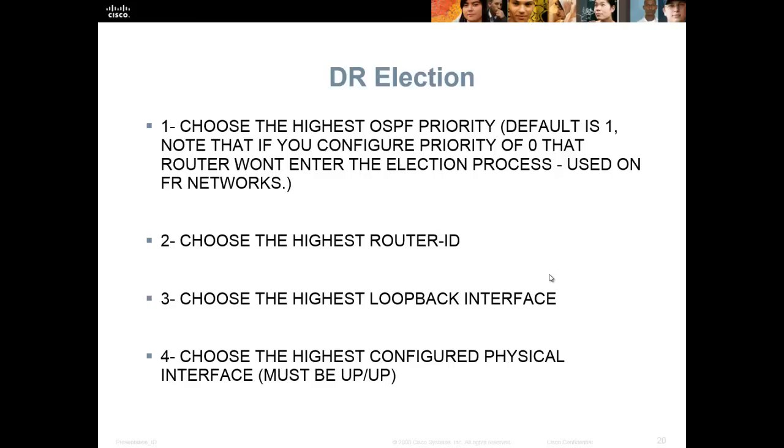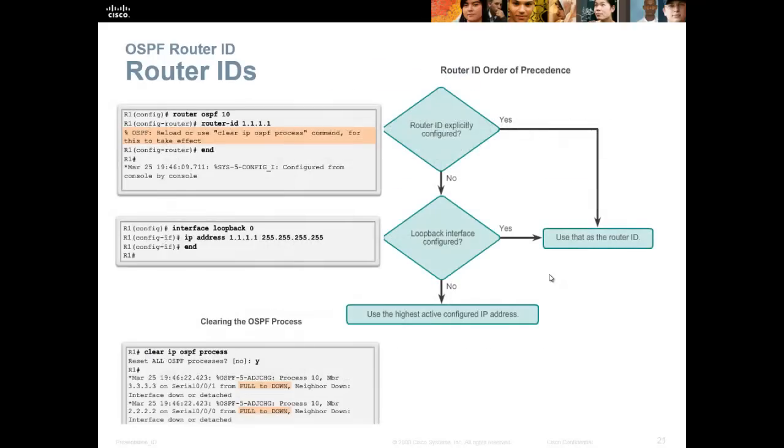All right, so if you don't use router priority, then we do the highest router ID. And the router ID is put in with the router ID command. So nice and simple. So router OSPF 10, enter, and then router-id 1.1.1.1. So remember, it's the highest router ID. Then, if we don't set an ID, it takes the highest IP address of a loopback interface, and then after that, again, the highest IP address of a physical interface.